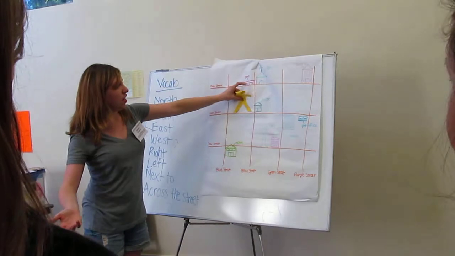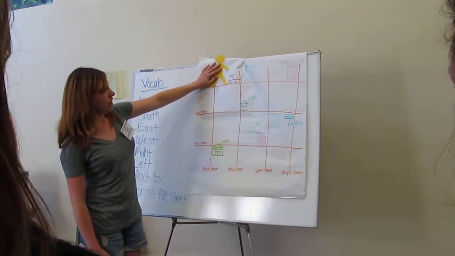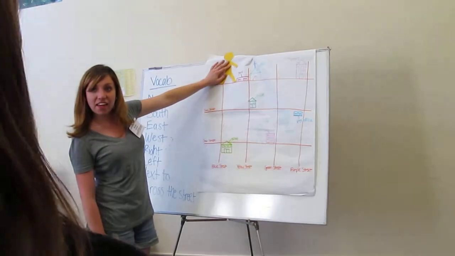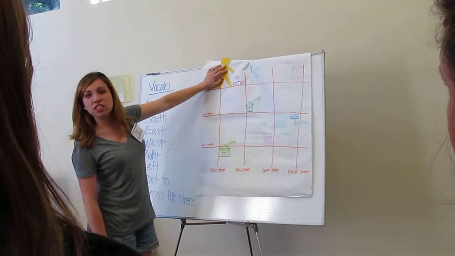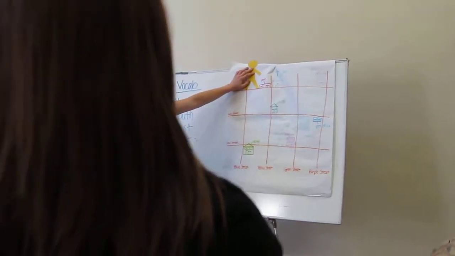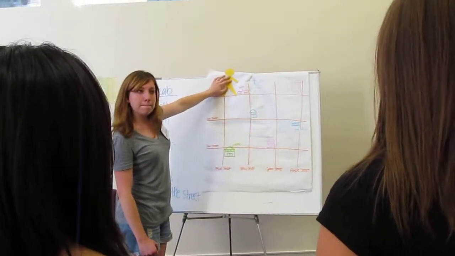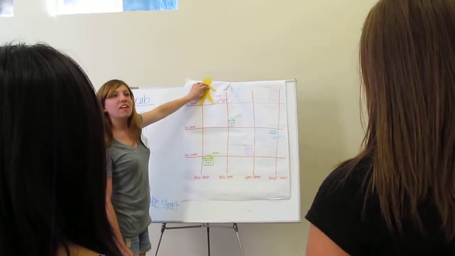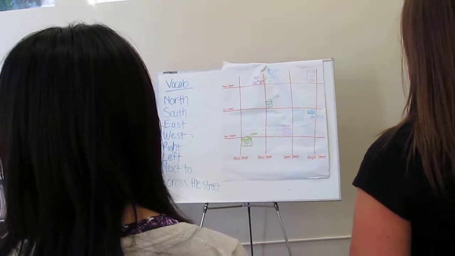Very good. Let's see, what if I put him right there? Is he next to anything? Yes. What is he next to? Store. Good. So you would say, Tori, do you want to give it a try? The man is next to the store. Very good, you guys. All right.